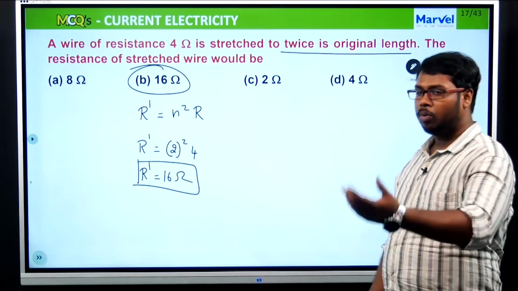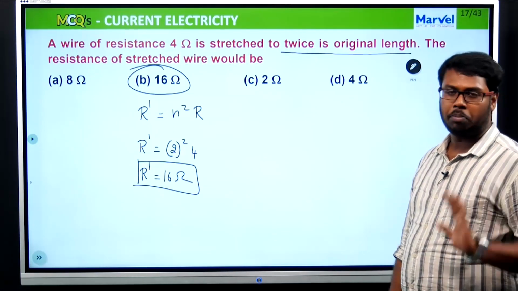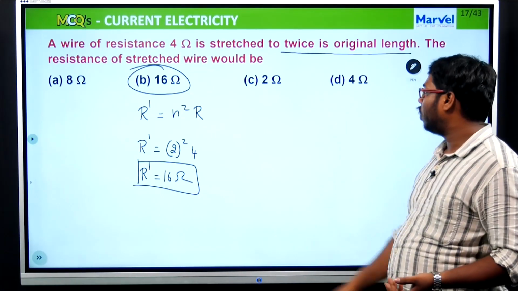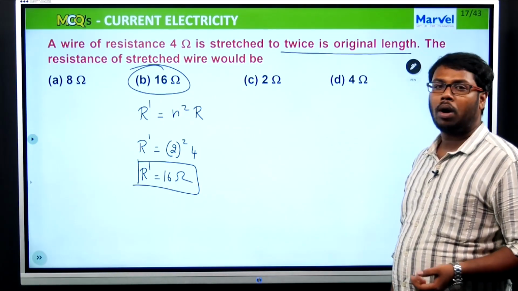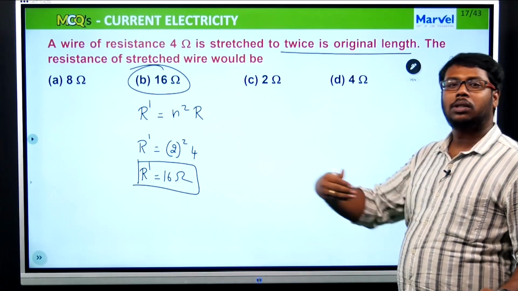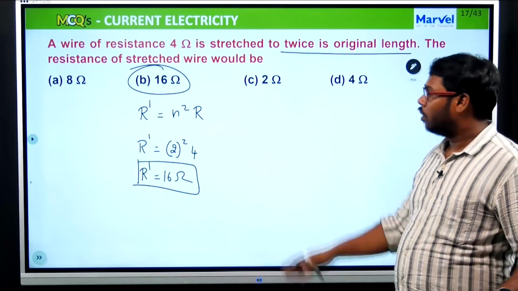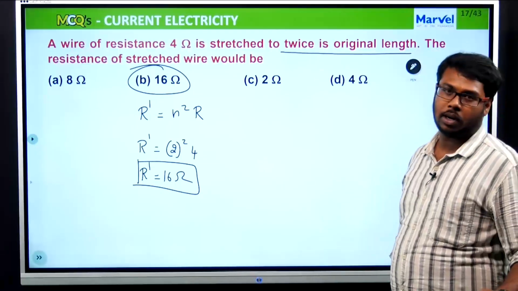You see, the previous question was the derivation and this question was its application. Same thing. I don't have to explain much, but you have to understand that twice is nothing but the n we are talking about. Because in the previous case it was stretched n times, right? Here it is particularly given to be 2. So I will be able to replace that.